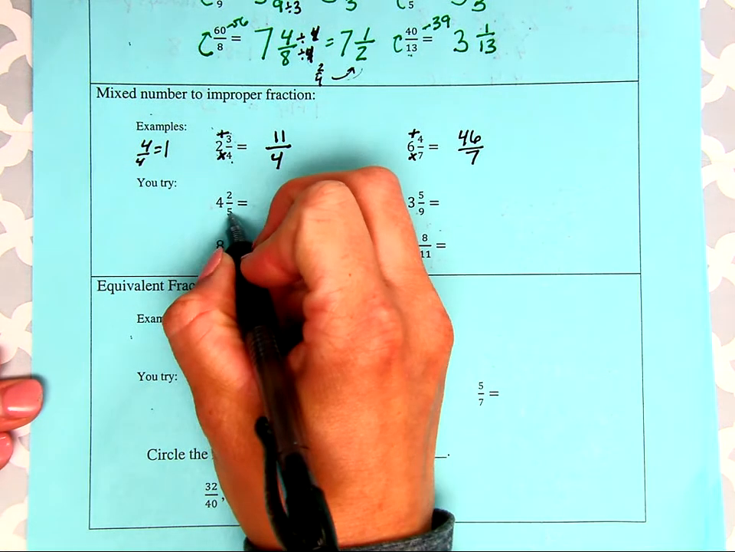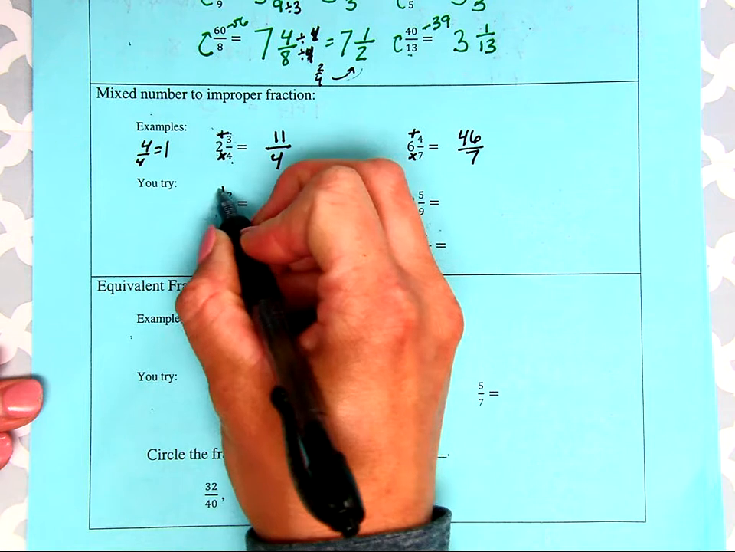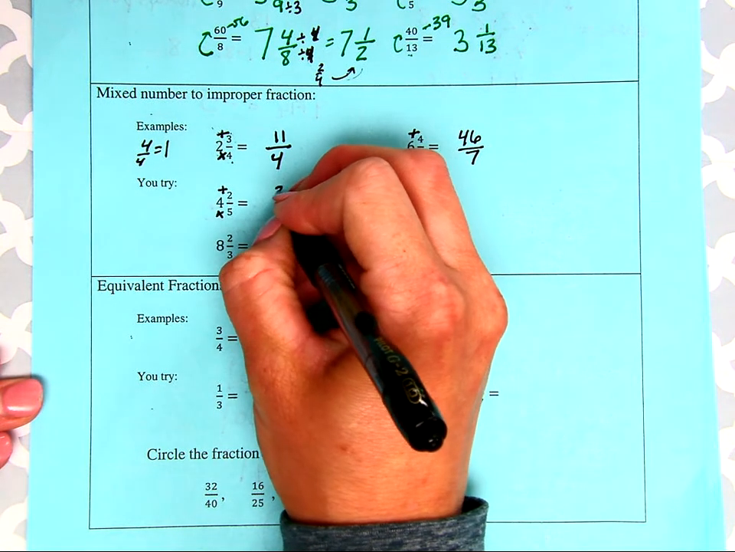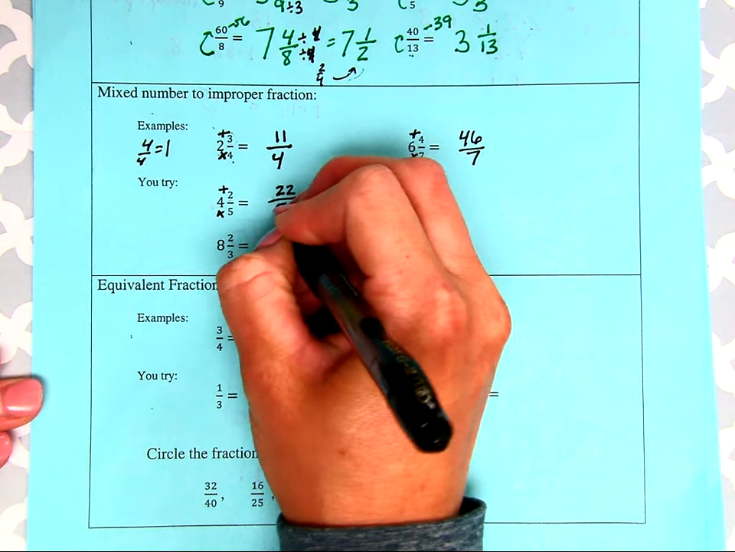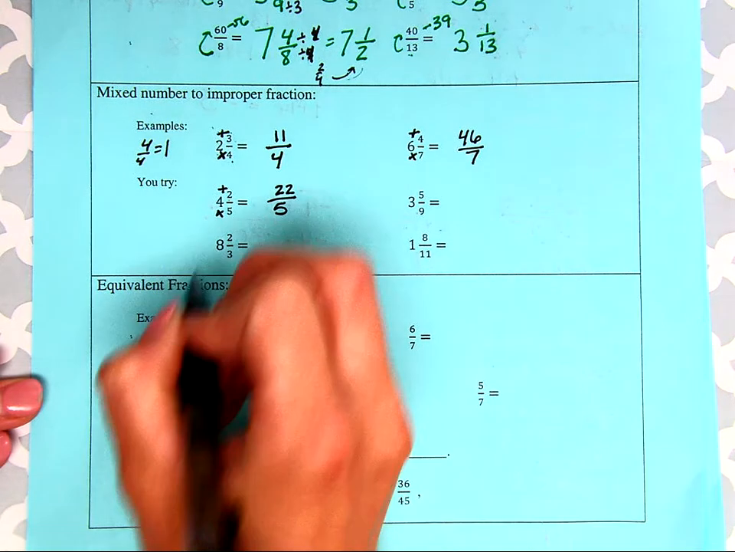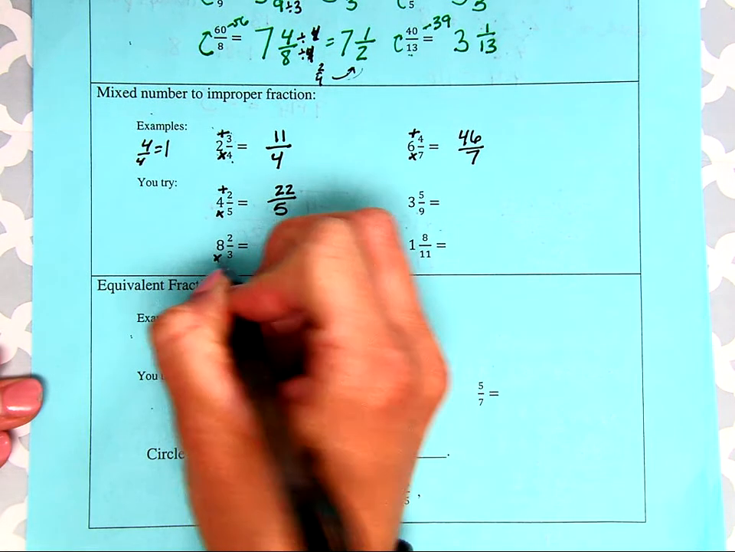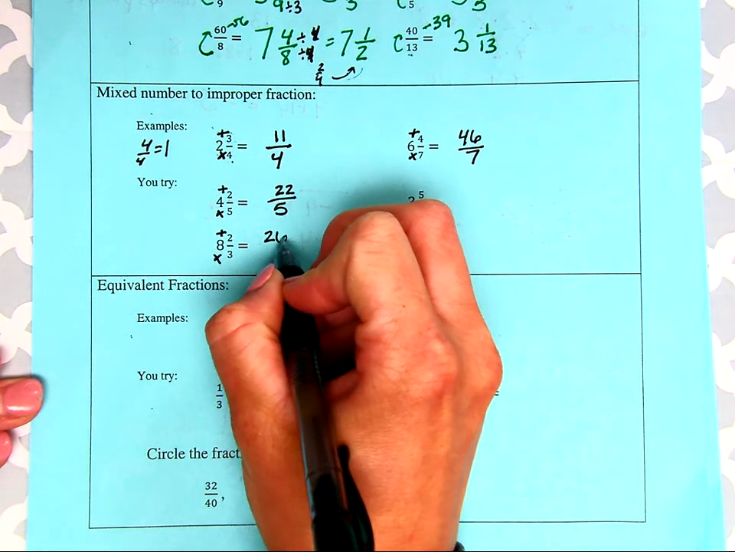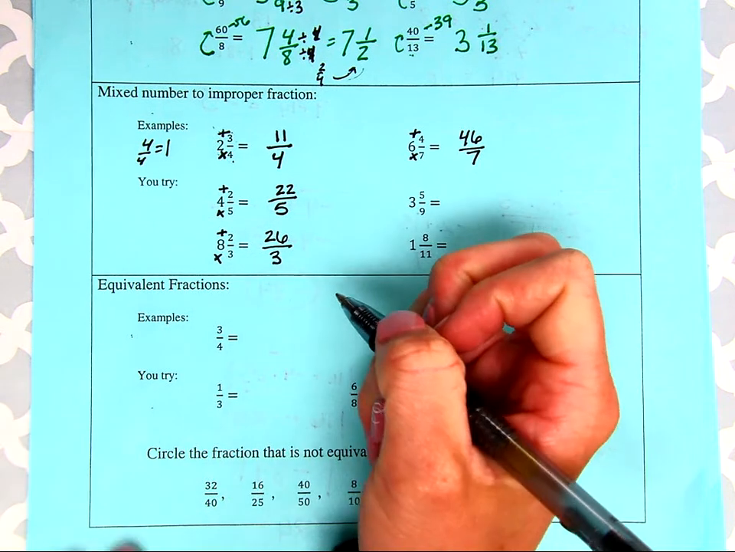So 4 times 5 gives us 20, plus 2 gives us 22/5. 8 times 3 is 24, plus 2 gives us 26/3. That denominator just stays the same.